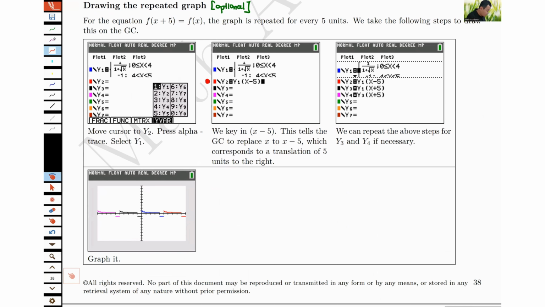Where was the original graph? On your notes, there isn't any color. Let me just note it for you here. This is the original. The one from 0 to 5 is the original. How do I draw this repeated? This is my Y2. So the original was Y1. If I want to draw Y2, let's focus on what is the equation I keyed. I keyed in a Y1 bracket x minus 5.